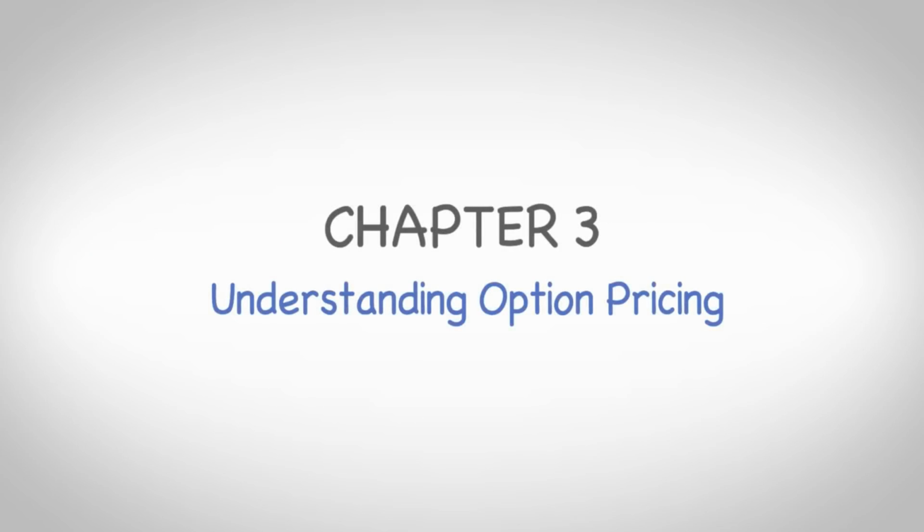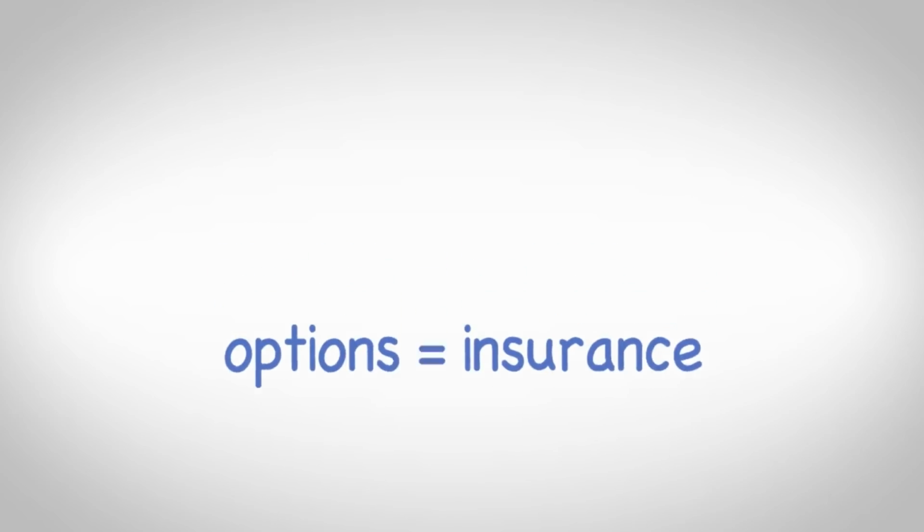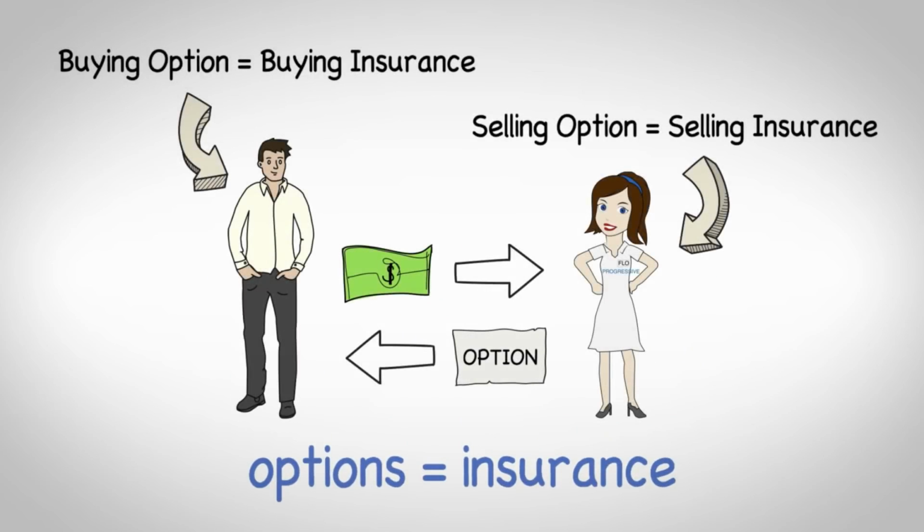In Chapter 1, we used the insurance analogy to explain options to you. And we're going to go back to that analogy quite a bit in this chapter, because thinking about options as insurance is the best way to understand the way they are priced.